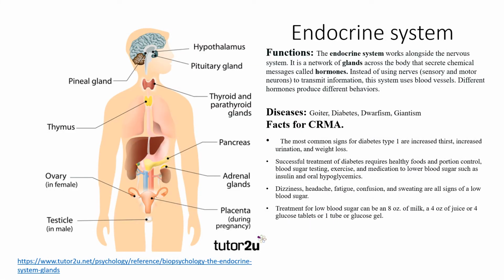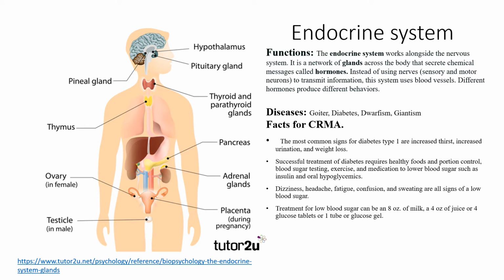Then you have the endocrine system. The endocrine system works alongside the nervous system. It is a network of glands across the body that secrete chemical messages called hormones. Instead of using nerves to transmit information, this system uses blood vessels. Different hormones produce different behaviors. Diseases: goiter, diabetes, dwarfism, gigantism.